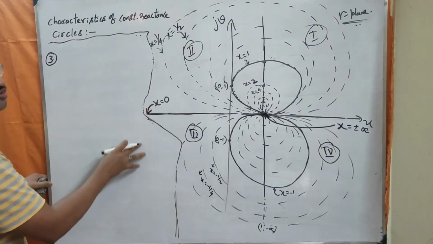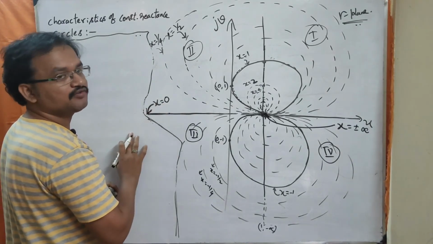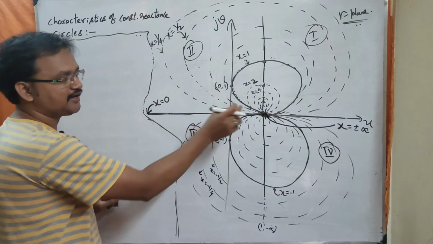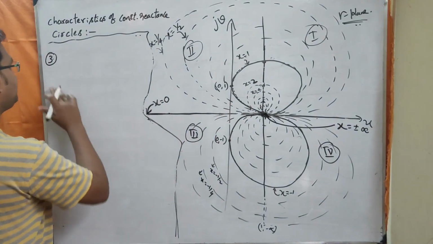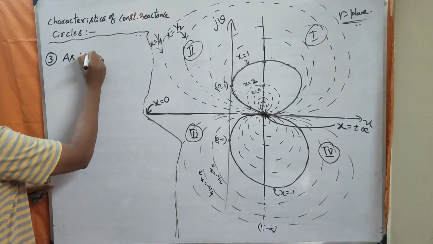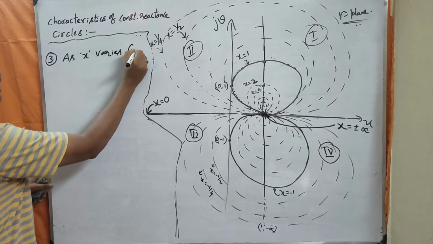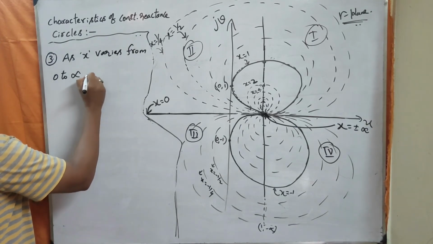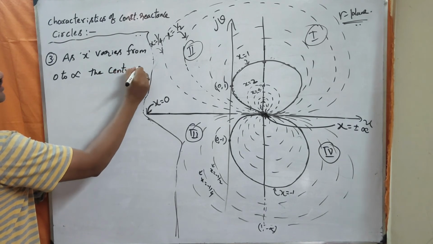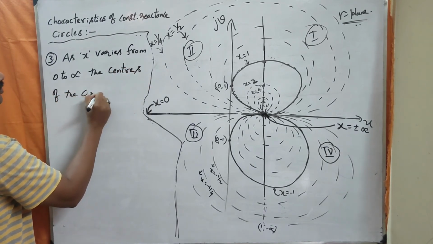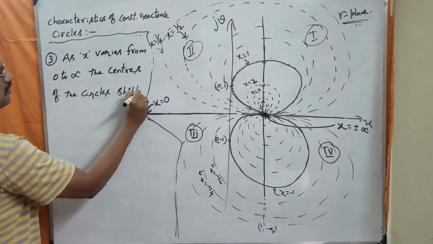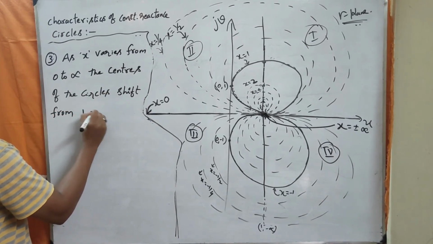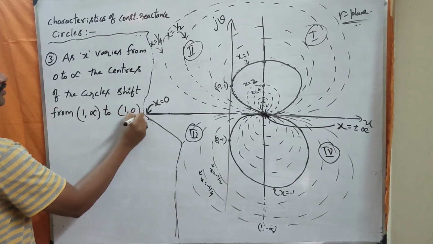Okay. And what happens to the radius here? Radius is varying from infinity to 0. For x is equal to 0, the radius will be infinity, and for x is equal to infinity, the radius will be 0. Understood? Okay. So we can write that point. As x varies from 0 to infinity, the centers of the circles shift from where to where? Shift, or you can write move, from 1 comma infinity to 1 comma 0.